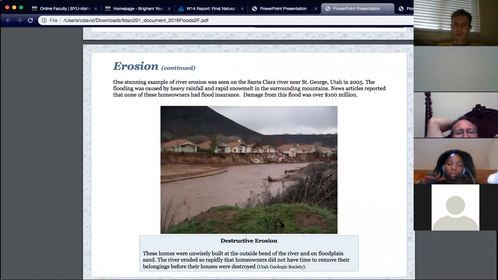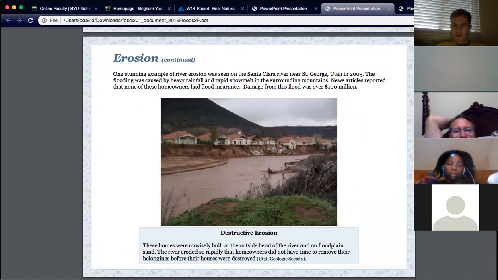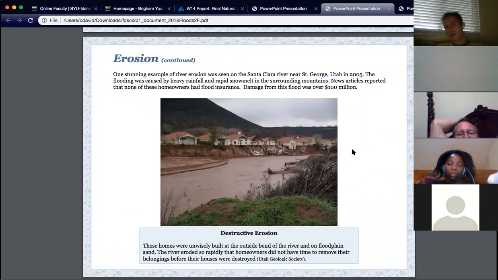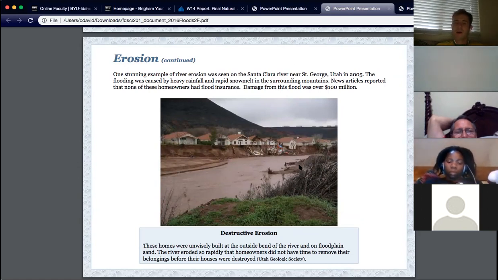Here's some of the flooding. I think this is an image from one of the floods in the case studies, a flood here in Utah. Oh yeah, this is the Santa Clara, which is a case study. So you can see the water's come down and it's moving so quick. It's been eroding back this cliff or bluff, and now it's basically in people's backyards, and their homes are starting to collapse in. So that's another one of these dangers about floods, especially flash floods: they cause a lot of erosion from the fast moving water.